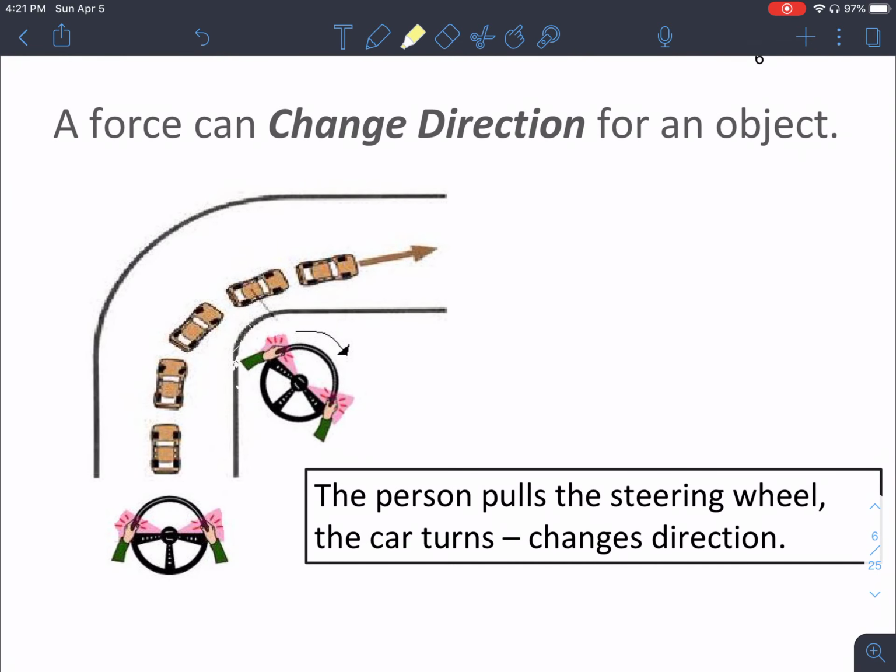Forces can also cause something to change direction. And remember that if we have a direction as well as a magnitude, that means that we have a vector quantity. So all of these forces, if they're changing directions or involve direction, they are vector quantities.